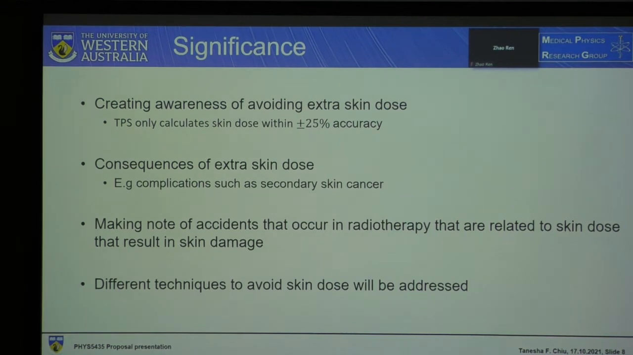The significances of my project are the following: creating awareness of avoiding extra skin dose. An important note to make here is that TPS only calculates skin dose to about 25% accuracy. The consequences of extra skin dose, such as secondary skin cancer induced through radiotherapy, making note of accidents that may occur in radiotherapy that are related to skin dose and can result in skin damage. And lastly, the different techniques in order to avoid skin dose will be addressed.